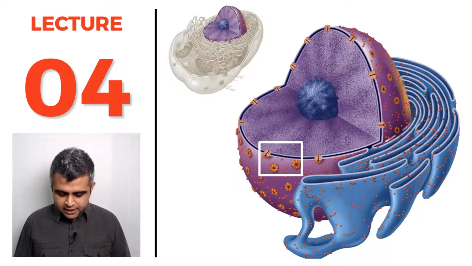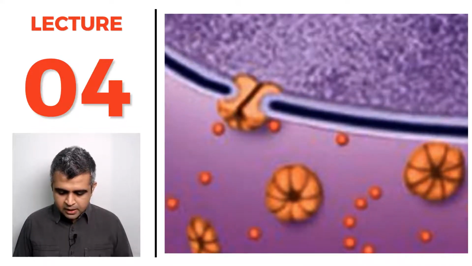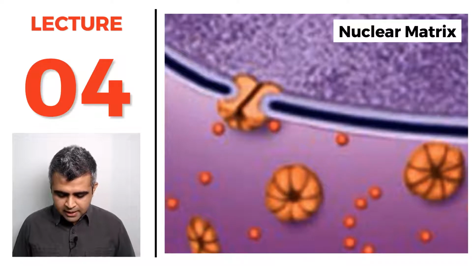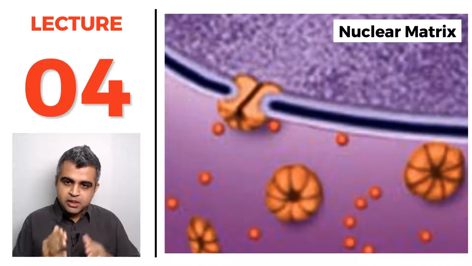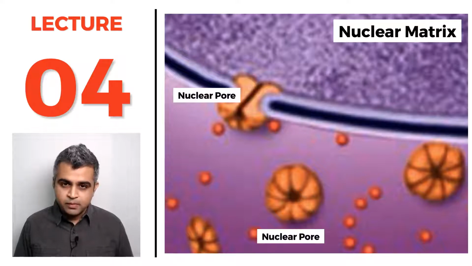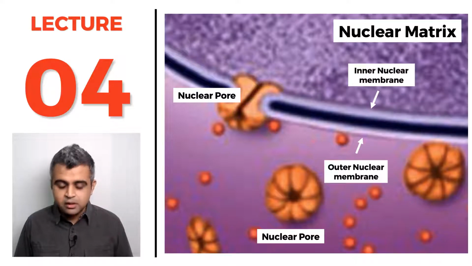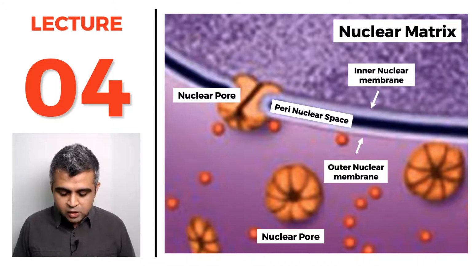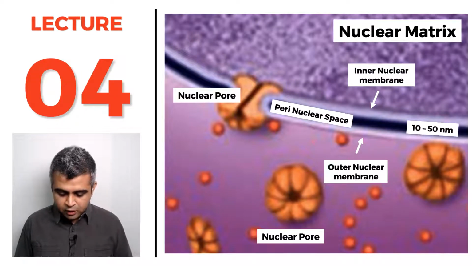If we take a section of the nuclear membrane and magnify it, we can study it in more detail. Here you have the nuclear matrix, and you can clearly see that there are openings on the nuclear envelope. These are openings through which material can go inside and outside, and those openings are called the nuclear pores. Here you can also see that the nuclear envelope comprises an outer nuclear membrane and an inner nuclear membrane with the perinuclear space in between. This space is about 10 to 50 nanometers.